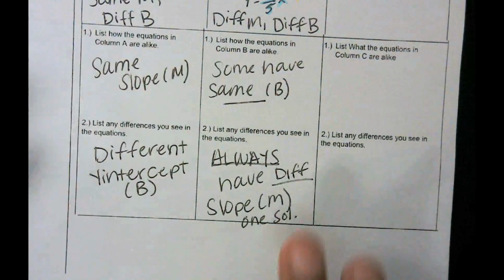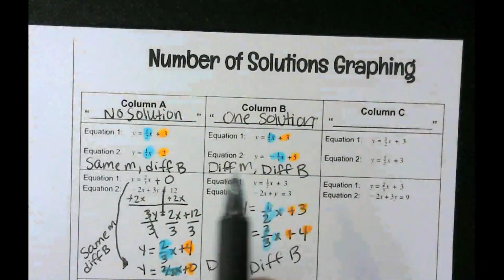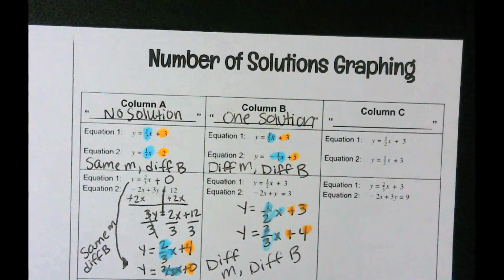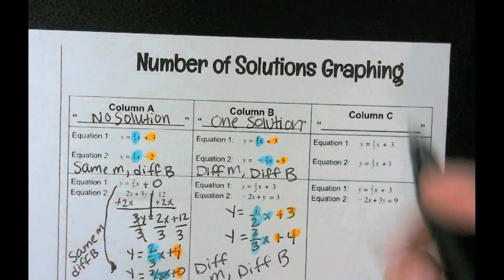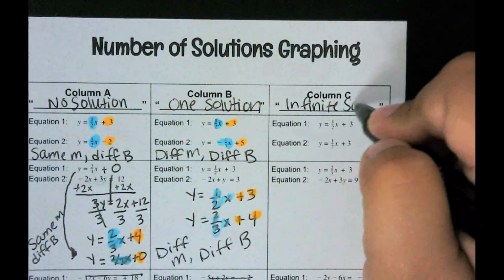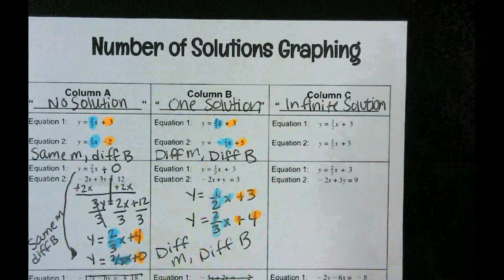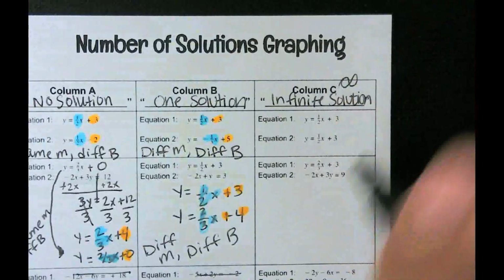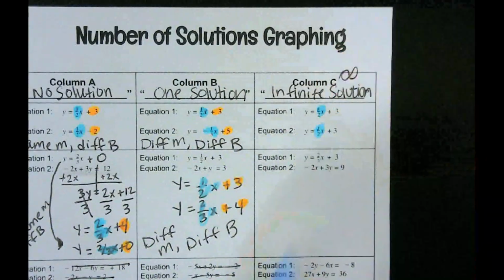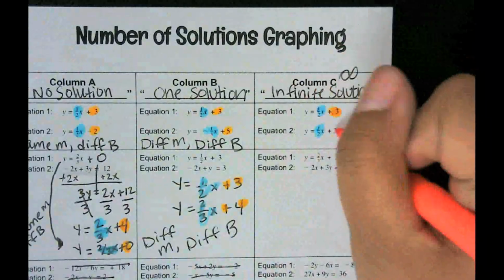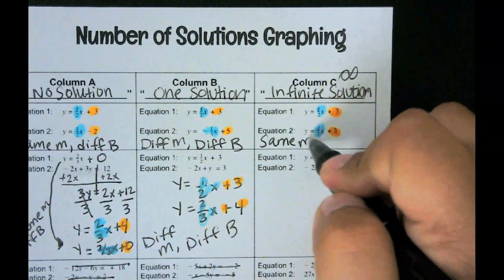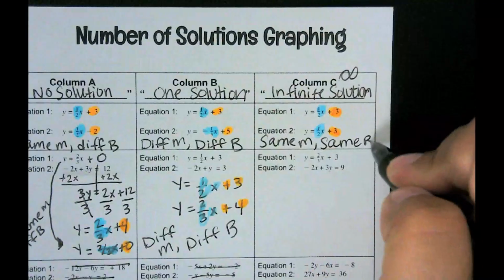All right, we're moving on to column C. So we've talked about the no solution, one solution, and now let's look at our infinite solutions. This is our infinite solution column. And comparing the m's and comparing the b's: same m, same b.